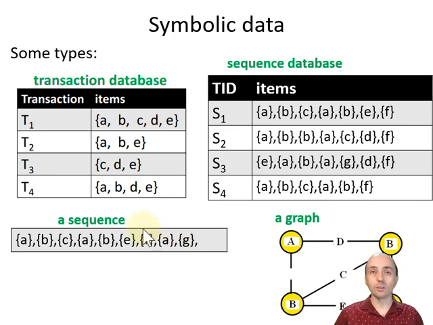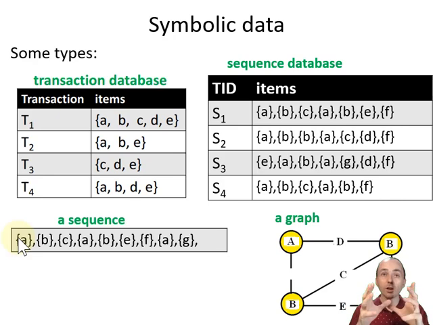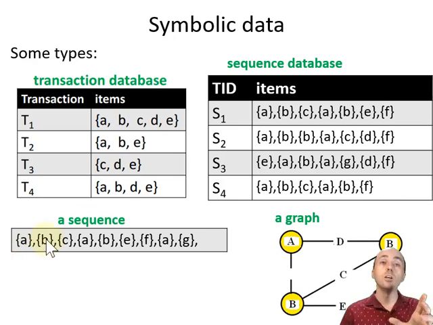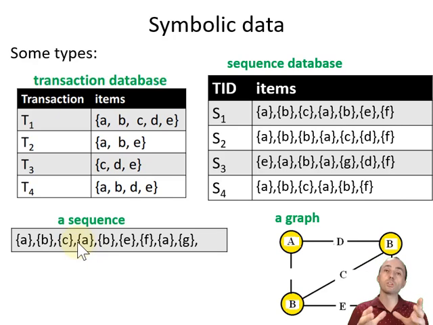Another type of data that we have is what we call a sequence. So here we have a sequence: A followed by B, followed by C, A, B, E, and so on. It could be, for example, a sequence of actions done by the customer or the user of our product. So A maybe means the customer takes our product in his hand. B means the customer opened the product. C means the customer closed the product. And A means maybe the customer put the product back on the table, and so on.